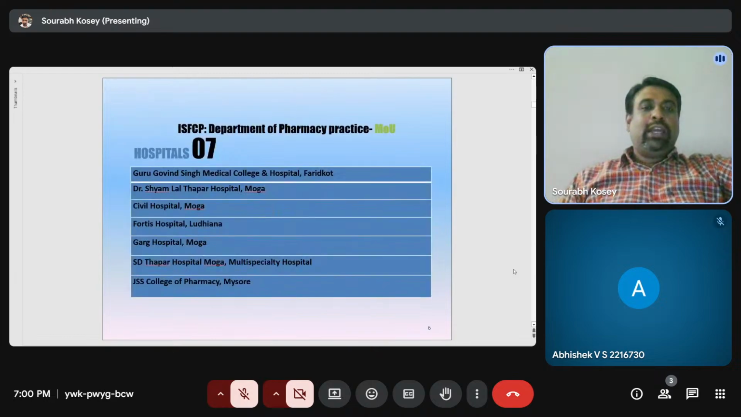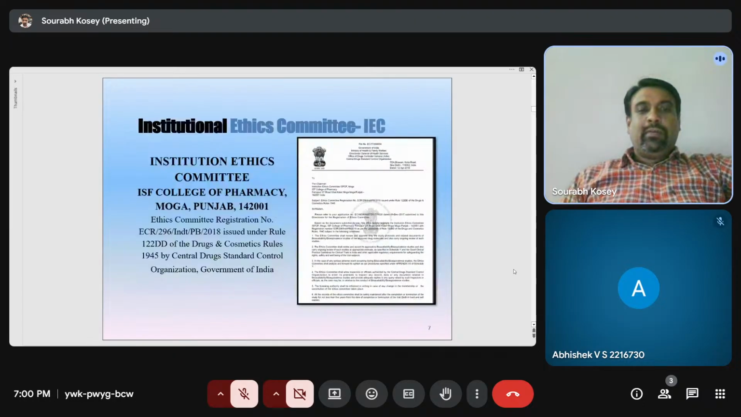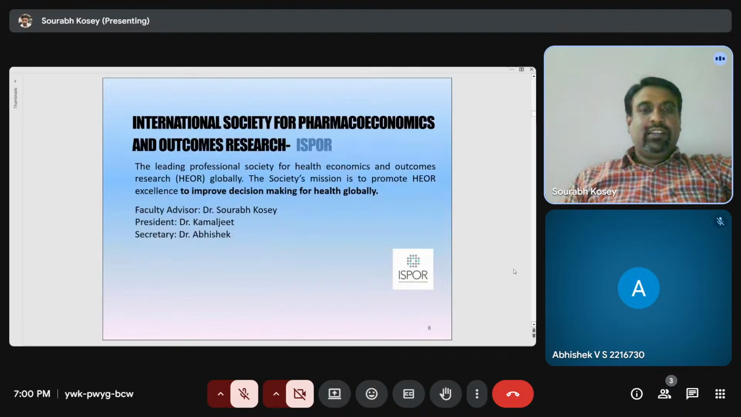We have MOUs with various hospitals: Civil Hospital, SG Thapar, Guru Gobind Singh Medical College, Fortis, Medicity, Garg Thapar, JSS College of Pharmacy, Mysore, etc. And we are very proud to announce we have a Human Ethics Committee registered by CDSCO and the Department of Health and Research. We also have the SPORE student chapter.